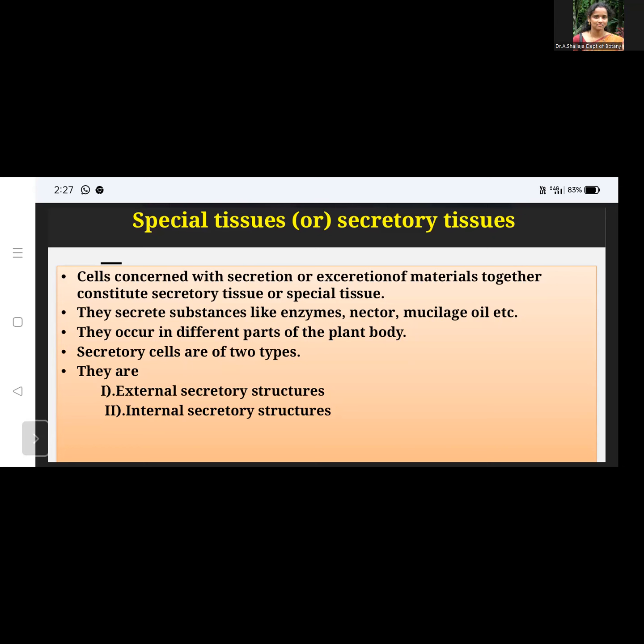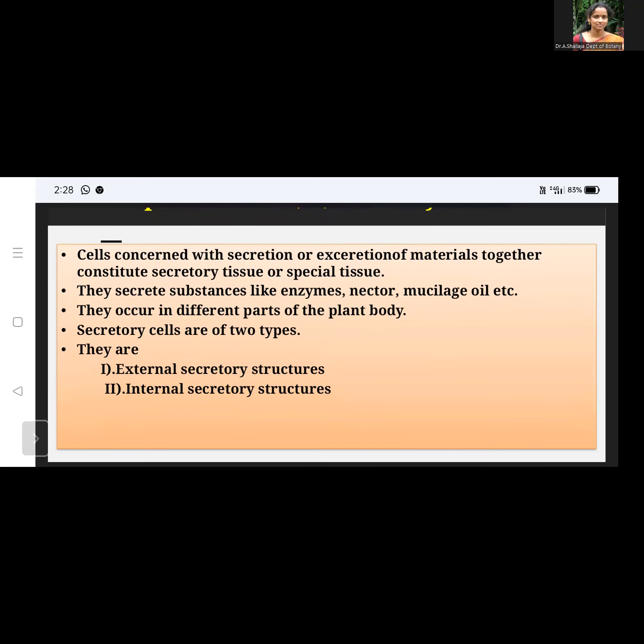They secrete substances like enzymes, nectar, mucilage and oil. They occur in different parts of the plant body. We can observe different types of substances in the plant body, that may be enzymes, nectar, mucilage, oil, etc. These secretory cells are mainly of two types, that is external secretory structures and internal secretory structures.